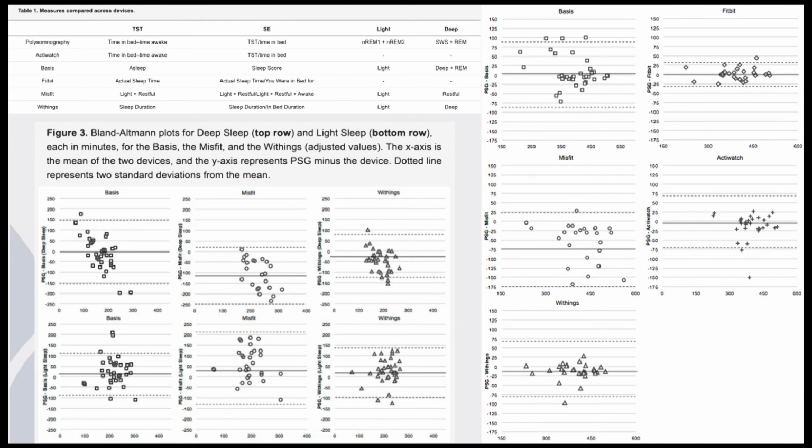And through there, you can see that most of the actigraphy devices are pretty good at looking at the total sleep time and perhaps a degree of sleep efficiency, but it varies between the light and the deep sleep to try to determine the movement of the patient.